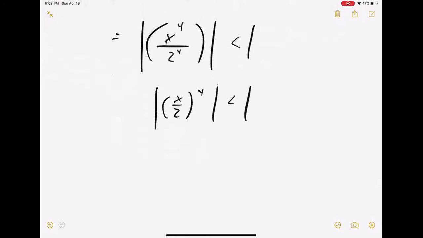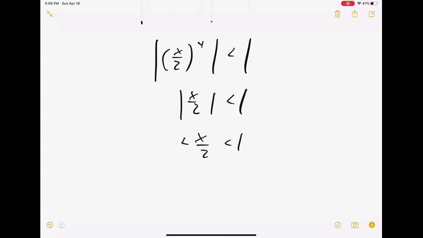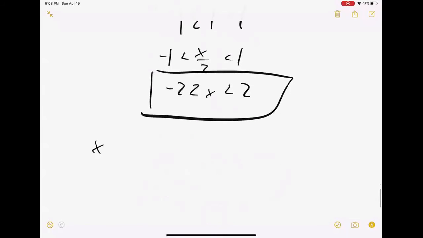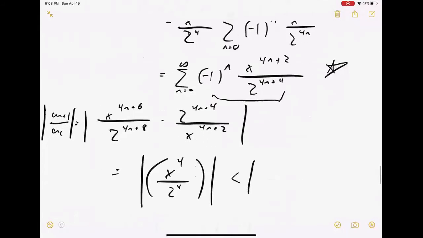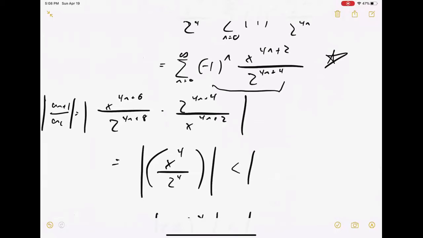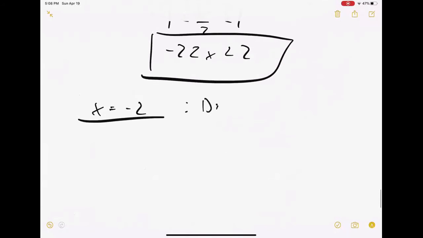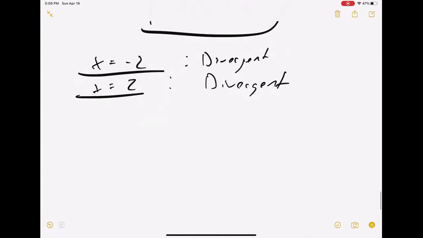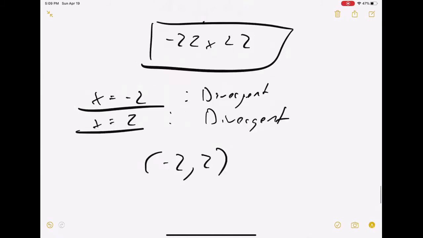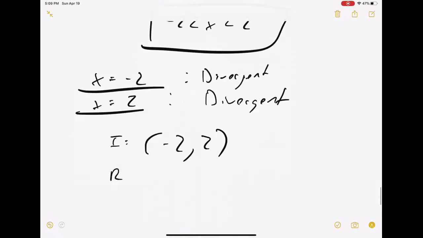Okay, so what would I want to do? Take the 4th root of both sides. So really, I just end up with x over 2 less than 1. In other words, I want this. Okay, so this is the beginning of my interval. I need to test the endpoints by plugging them into this series. So if I plug -2 in, I'm just going to end up with a constant. So these endpoints are both going to be divergent. And again, that's something you can check on your own, verify, maybe I'm wrong. So I wouldn't want to include either endpoint. So my interval of convergence should just be -2 to 2. And then my radius of convergence would also be 2.